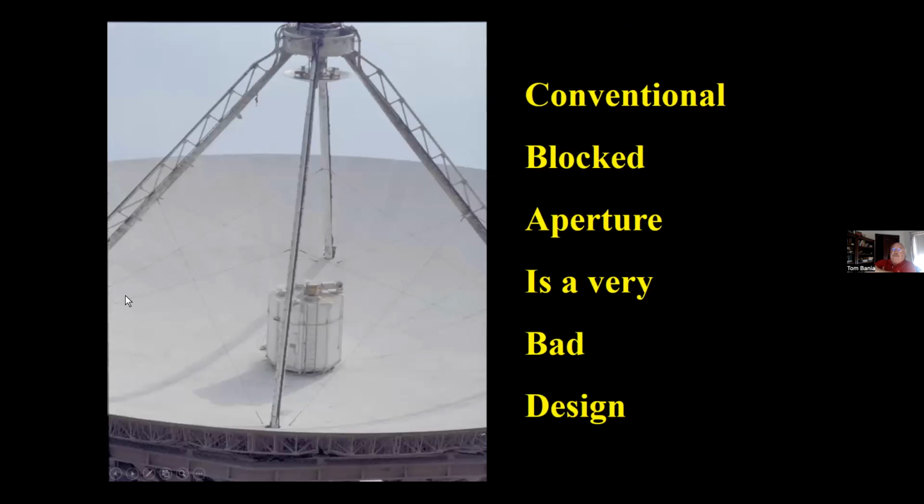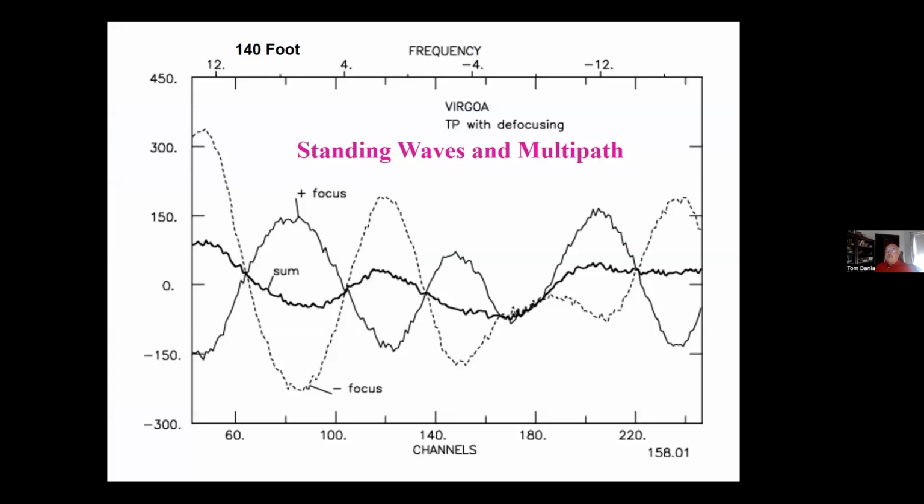The problem with this experiment was detecting the line to begin with. Conventional blocked aperture radio telescopes are a very bad design for this experiment, because doing position switching, going on and off source, you're going from a source of extremely strong continuum emission with a tiny little recombination line on top to something with no continuum at all. That produces reflections between the primary and the secondary mirror, in that case of the 140 foot. And this is what you get.